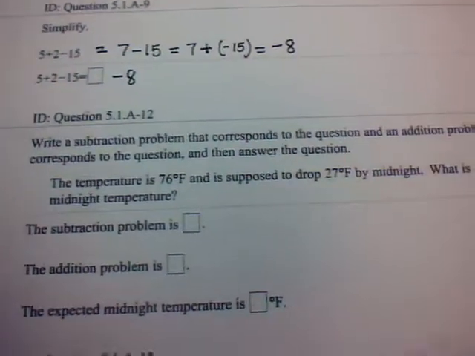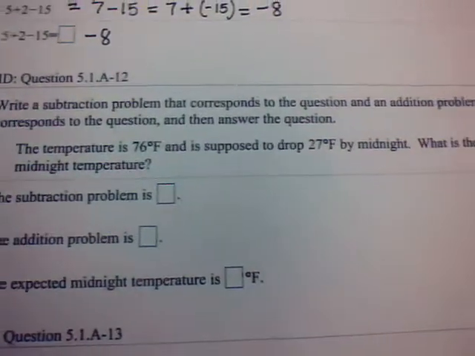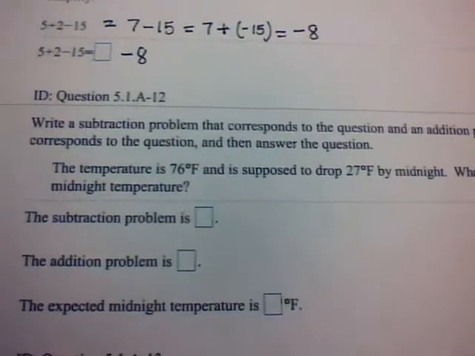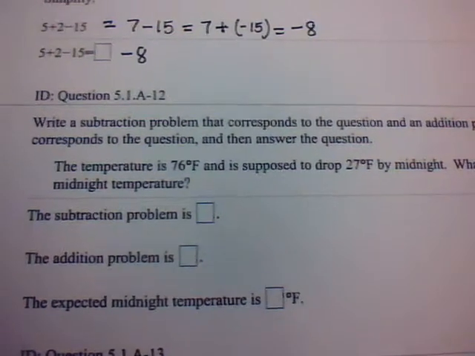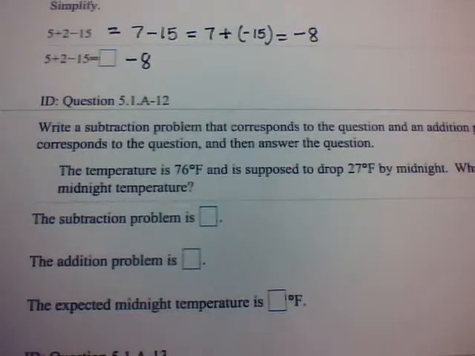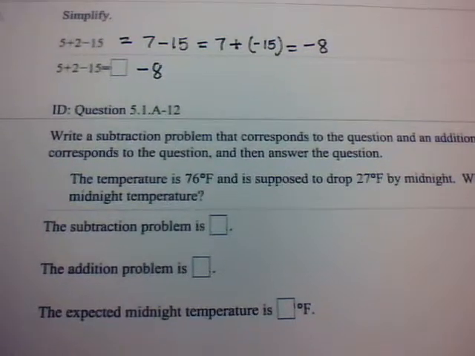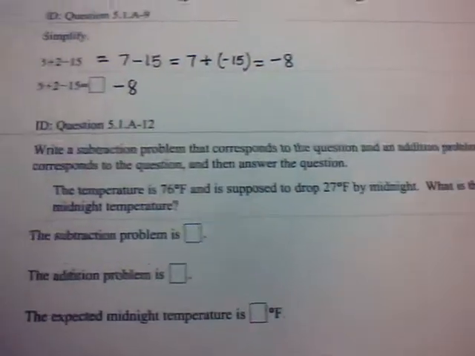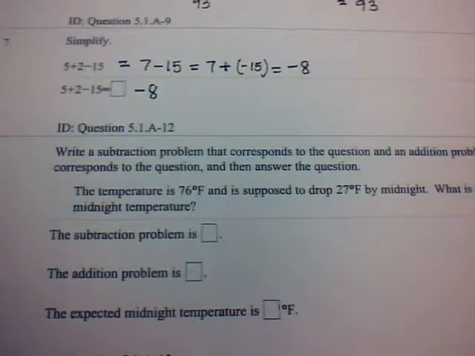Right, number 8 is to write a subtraction problem that corresponds to the question and an addition problem that corresponds to the question, and then answer that question. The temperature is 76 degrees Fahrenheit and is supposed to drop 27 degrees Fahrenheit by midnight. What is the expected midnight temperature?